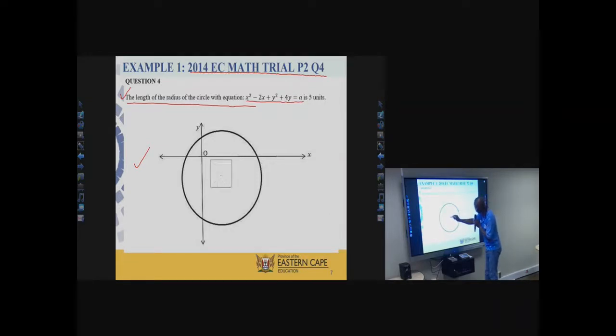So you can estimate the center somewhere there and say my radius is 5 units. That's what you can do. My radius is 5 units, so that you can see.